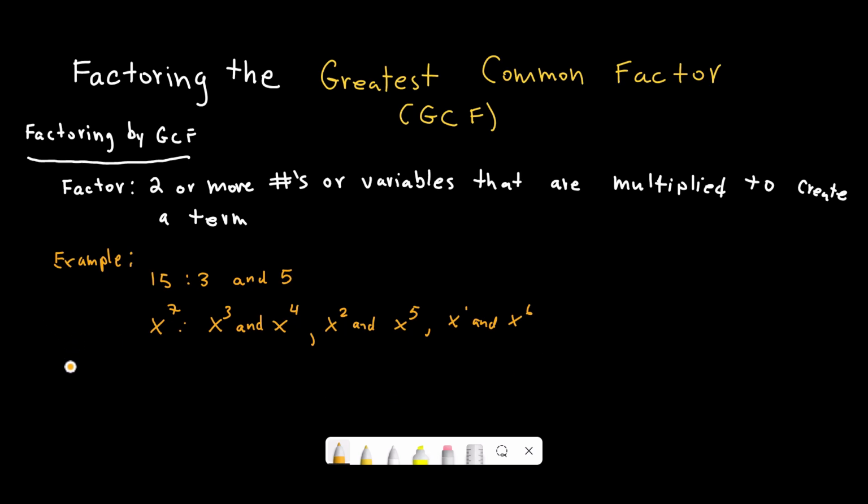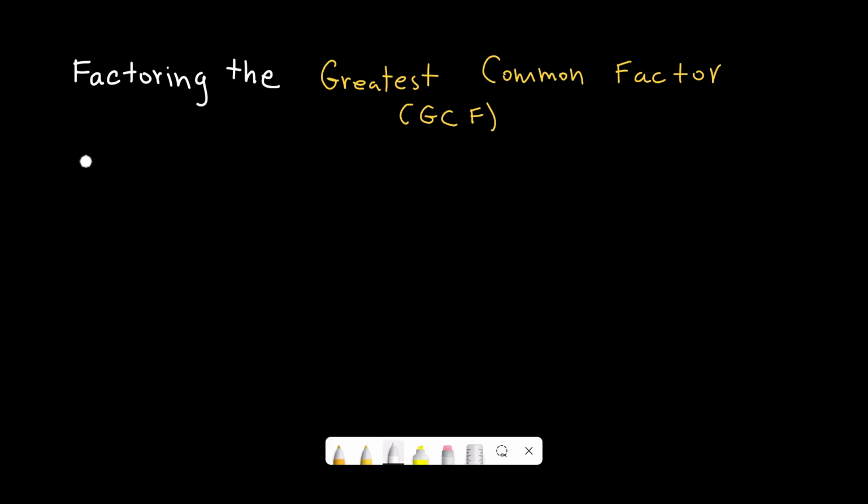Now, let's talk about the common factor. So we discussed factor. Now let's discuss common factor. A common factor is simply a shared factor, which is a number or a variable. For example here, we will use 12 and 28, and let's find a common factor.